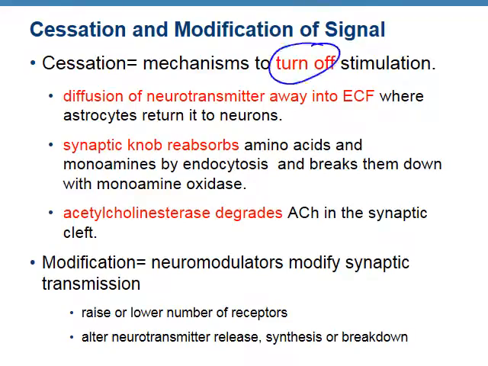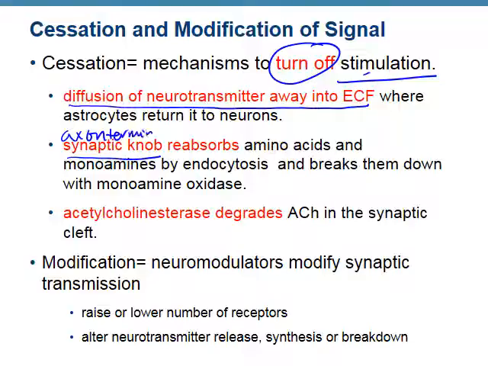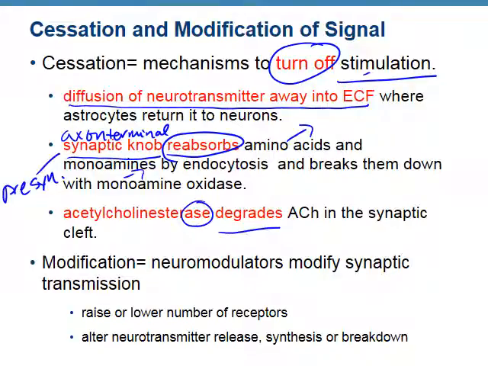So how do we turn off stimulation between two neurons or at a synapse? Well, the neurotransmitter can diffuse away, so it can diffuse out of the synaptic cleft. The synaptic knob, or axon terminal as we like to call it now, can reabsorb the neurotransmitters, the monoamines and the amino acids. So basically the presynaptic neuron can reabsorb the neurotransmitters that it released and use them again later. Then we also have enzymes that are going to degrade the neurotransmitters and break them apart in the synaptic cleft. So this is an example of acetylcholinesterase, which is a specific enzyme that breaks down acetylcholine.